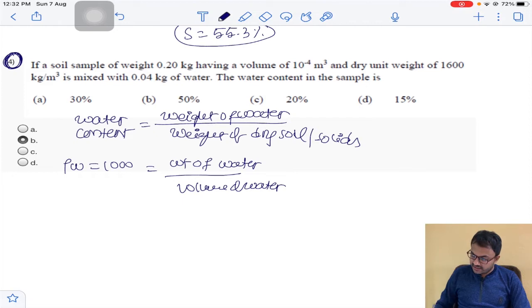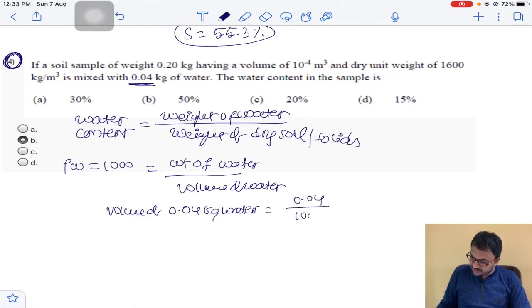So generally he added 0.04 kg of water. What is the volume of this 0.04 kg water? So that is volume of 0.04 kg water is equal to, what is that weight? Weight will be 0.04 kg and density will be 1000. Okay, you will get 4 into 10 power minus 5 meter cube. So this is the volume of 0.04 kg water.